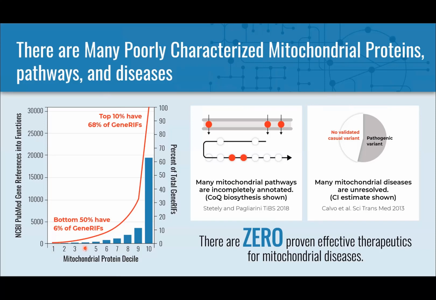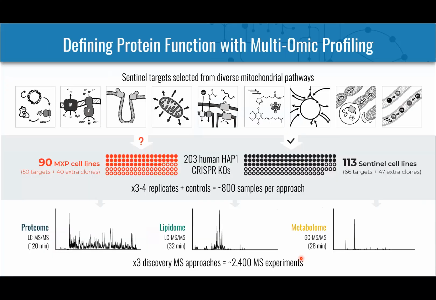So there are some superstar mitochondrial proteins that everybody studies, and many of them, nobody knows what they do. There are many mitochondrial pathways that have very limited annotation, so we don't necessarily even know who the players are. And there are many mitochondrial diseases that we don't even know why they're happening, and there are no proven effective therapeutics for mitochondrial diseases. So the concept of this particular project is that if we have a collection of human cell lines that are each missing a different gene, we could then learn something about them.